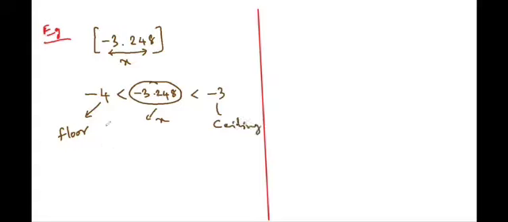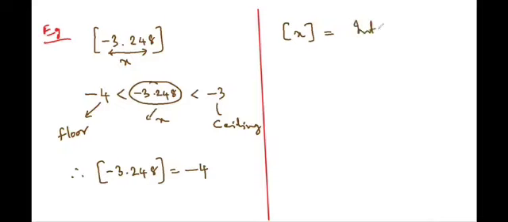This step function always gives floor. Therefore, step of minus 3.248 is nothing but minus 4. That's why, you see the step function. So step x is always giving an integral answer. It's always giving the integral part. Its answer is the integral part. That's why it is also called the integral part of x.